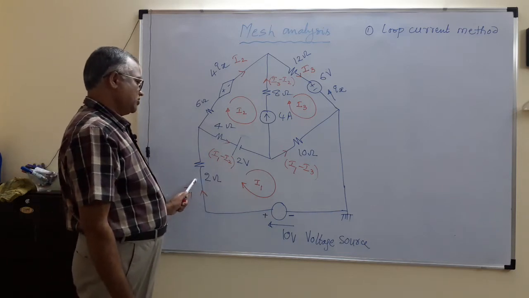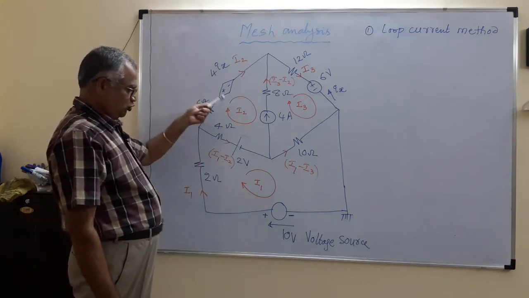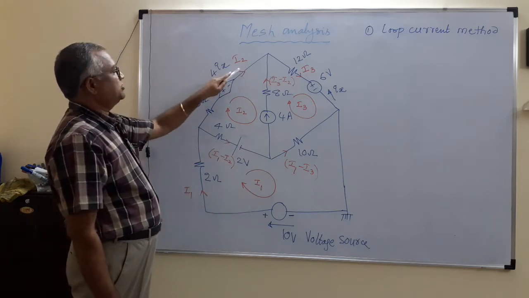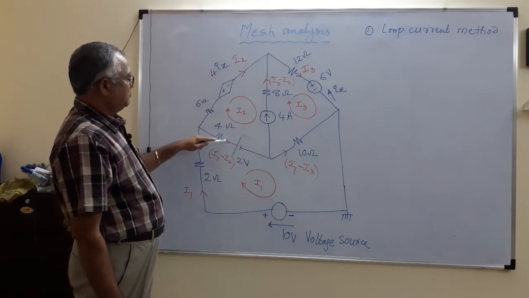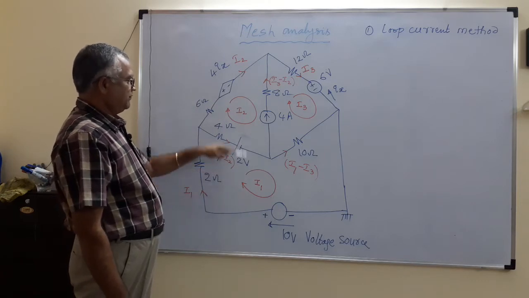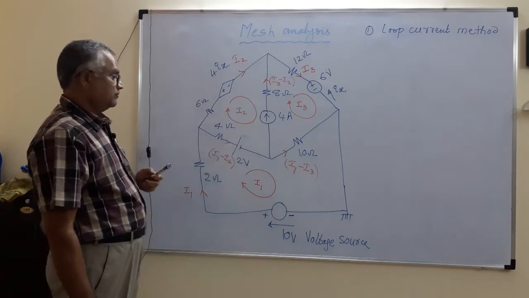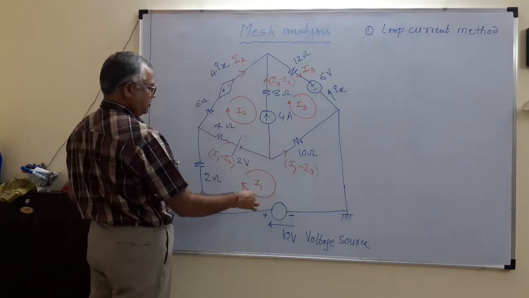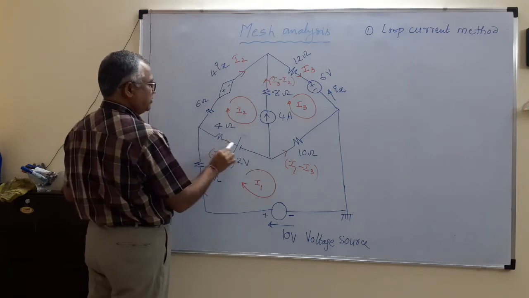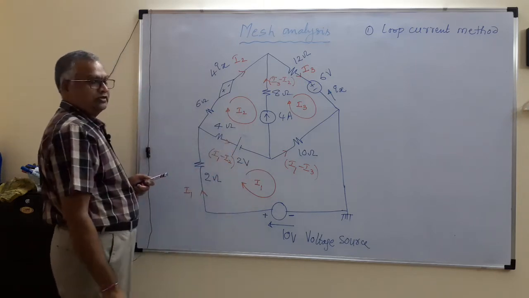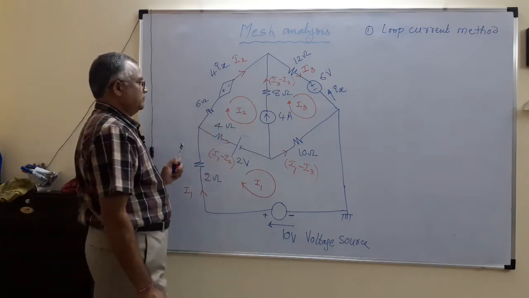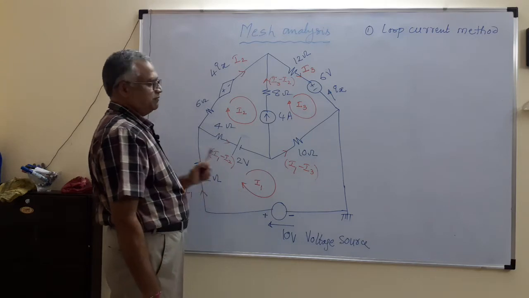If a branch is not common to any other loops, then branch current and loop current are equal. But this branch is common to this loop and this loop, therefore the difference of currents will flow here. This is I1. If you take I2 like this, then what is the current flowing this side? I1 plus I2. So it depends on how we are choosing directions. So the second step is branch currents. The first step is loop currents.